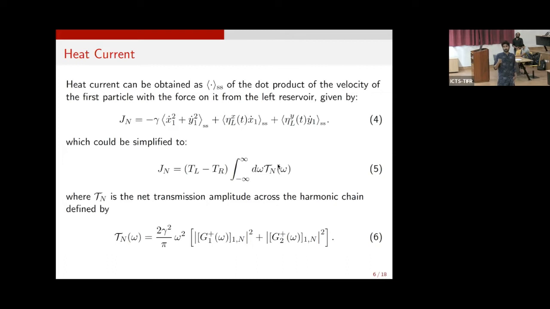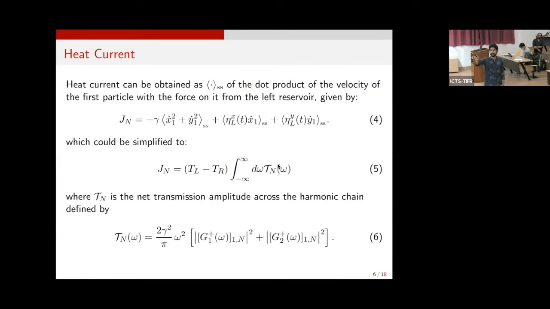Transmission, because it is effectively the probability of a wave with frequency omega being transmitted from one end to the other end of the chain. So that's why this is basically called transmission. This transmission is given by this function, which is once again from the steady state solution.